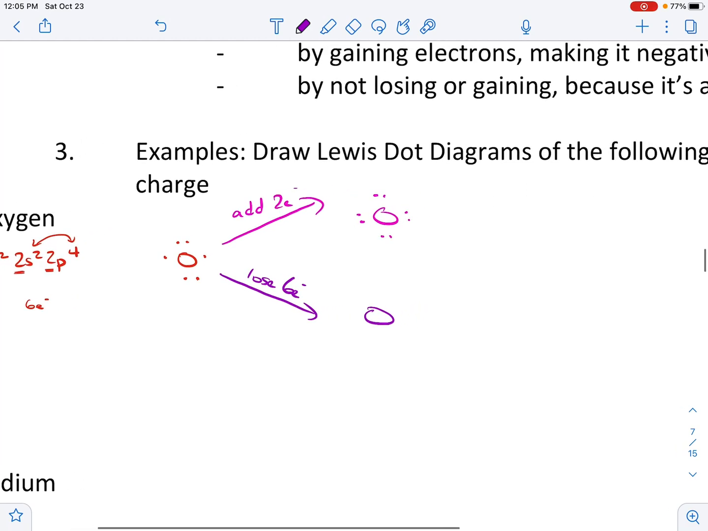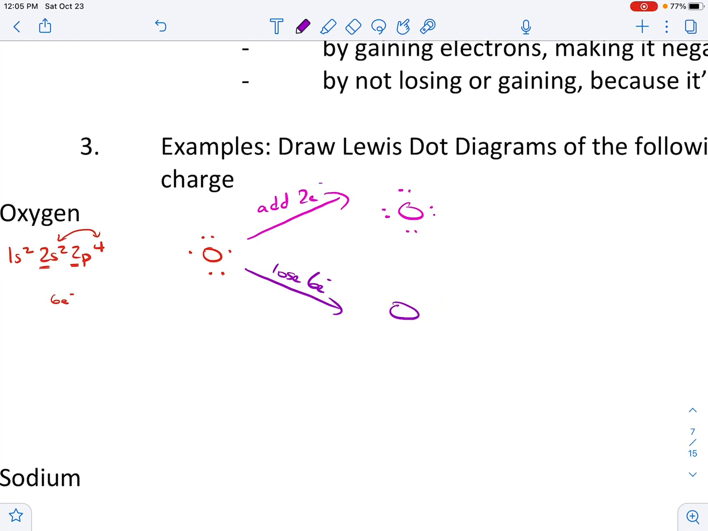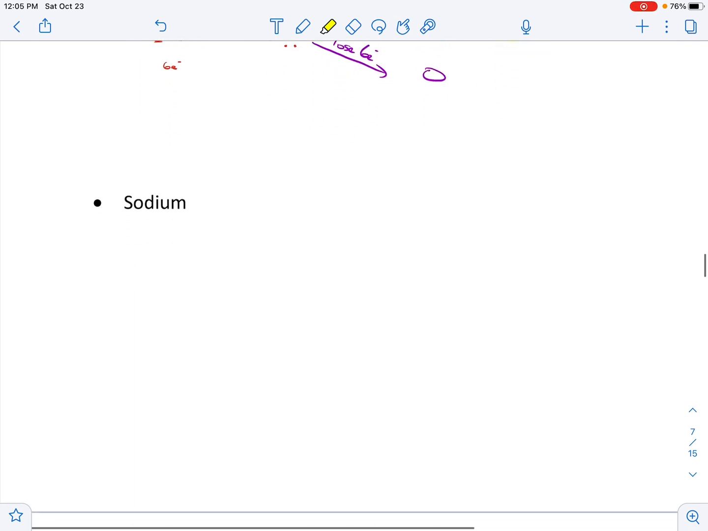Now, if we look at that, oxygen started with 8 protons, right? And then we added 2 electrons to it. So now we have 10 electrons. If we take protons minus electrons, the charge is minus 2. So oxygen's most probable charge is minus 2 because it's going to gain those 2 electrons. Okay? Awesome. Let's try another one.